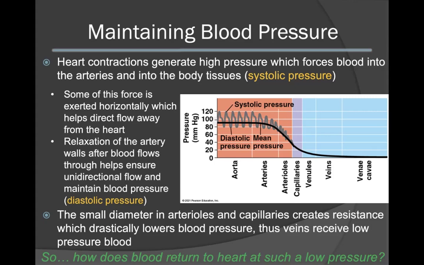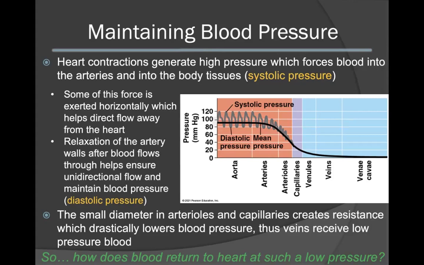However, some of this force is exerted horizontally, which helps direct the blood flow away from the heart. Relaxation of the artery walls after the blood flows also helps to ensure that the blood maintains its flow in one direction. This also helps to maintain blood pressure. This is referred to as diastolic pressure, or the pressure that results from the relaxation of the blood vessel walls.